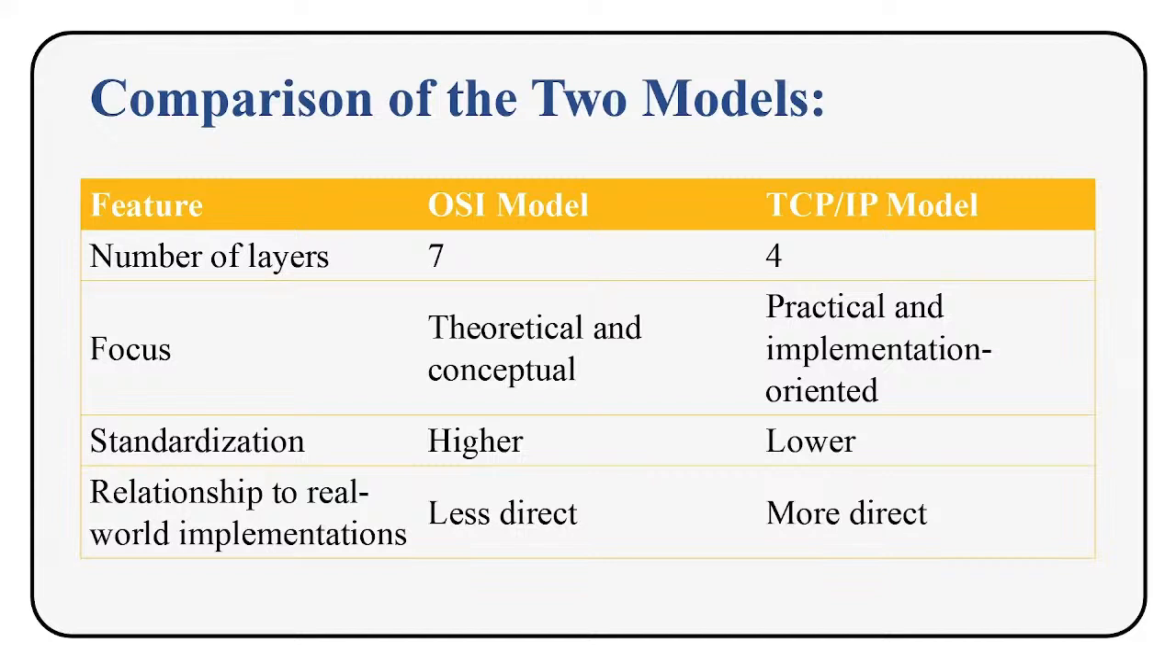Then, in the case of standardization, OSI has higher standardization and TCP/IP lower, because obviously OSI has so many different layers for all the concepts. That's why it has higher standards. Then the relationship to real world implementation. In the OSI, it is less direct because it is a theoretical model, but in the case of the TCP/IP, it is more direct because it is a practical model.